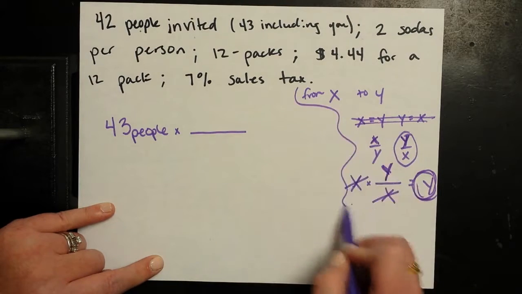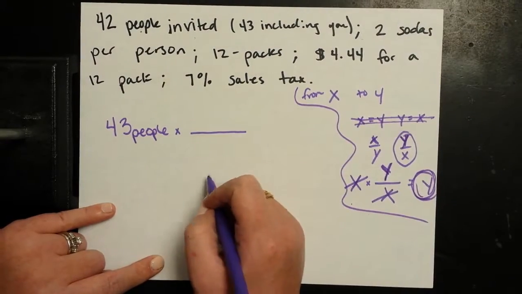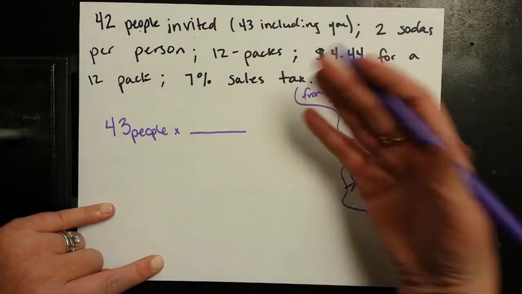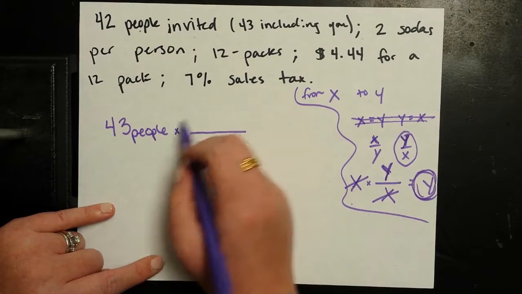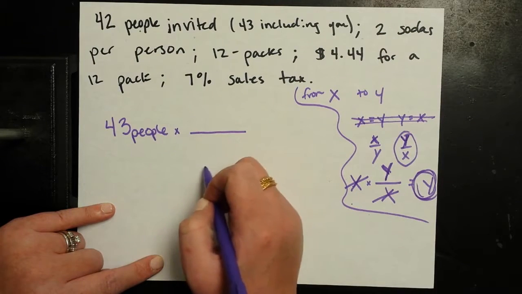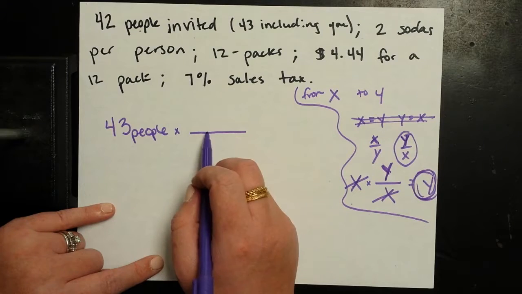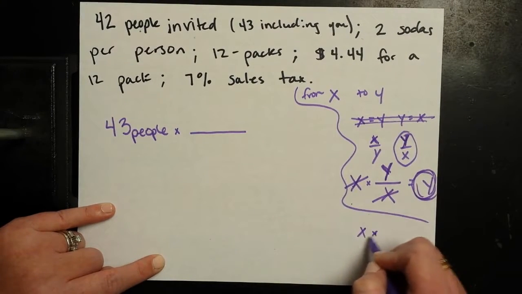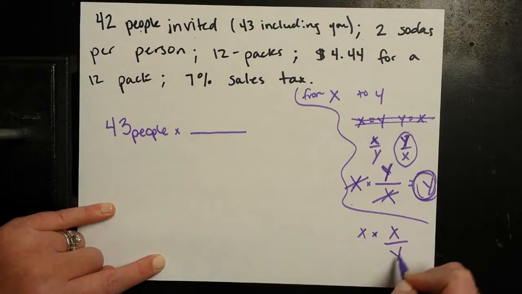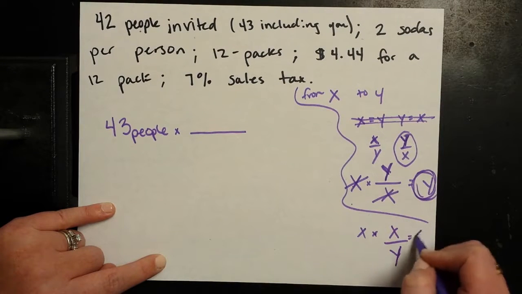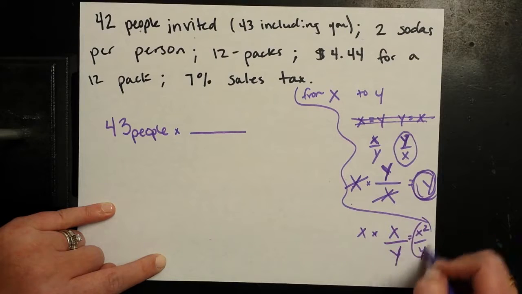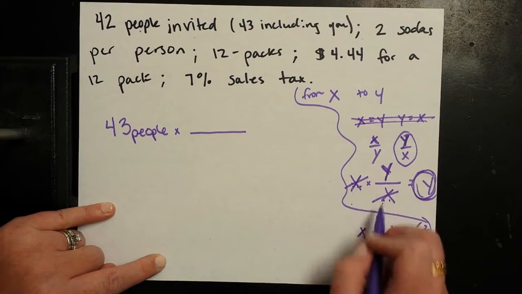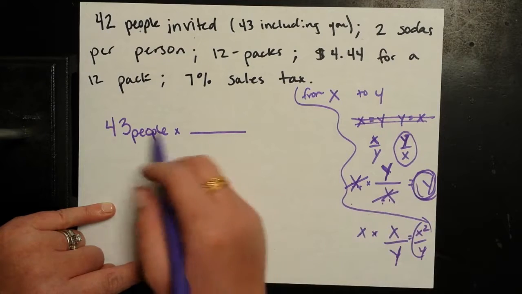Keep that in mind and just watch what we're doing. This will make a little bit more sense as we practice. So I've got people and I want to get into sodas. I know that I want people to cancel out with something, and if I multiply people times people, I get people squared. That'd be like if I did X times X over Y. You multiply across your numerators, you get X squared divided by Y, and that does not get me out of X's and into Y's. However, having X on opposite sides of these fractions do cancel.